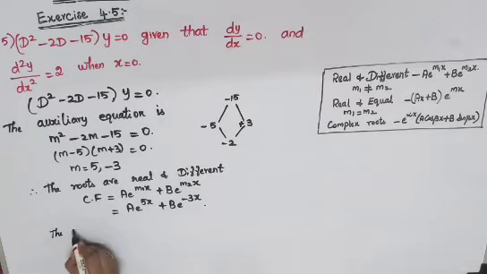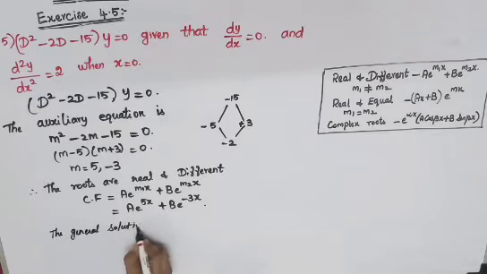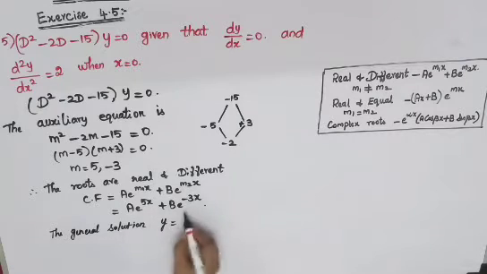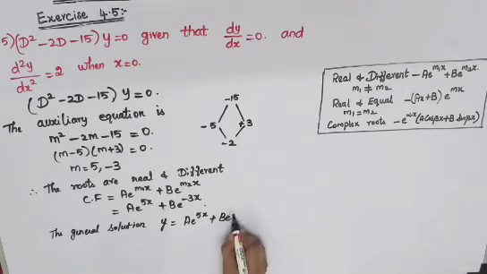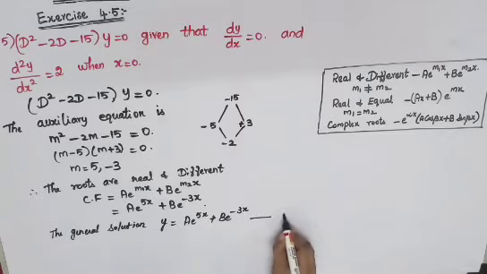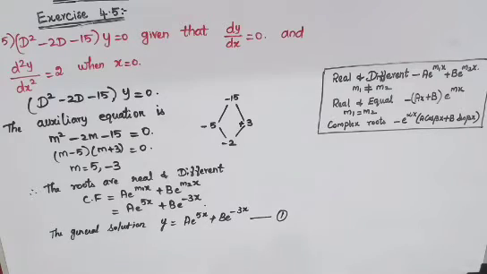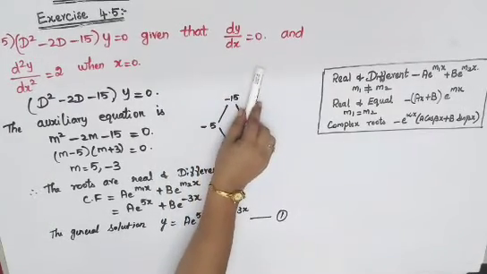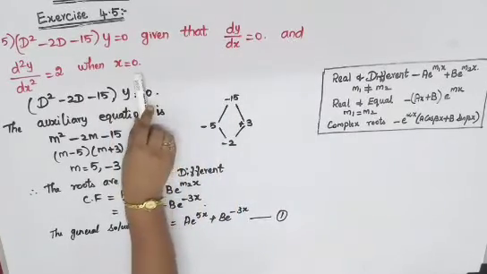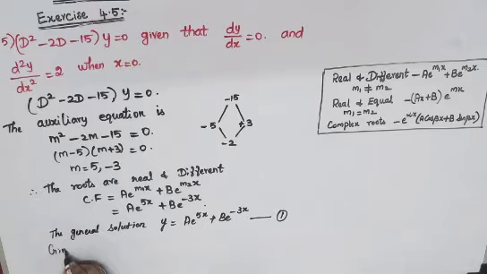The general solution is y is equal to a e power 5x plus b e power minus 3x. We'll mark this as equation 1, and they've given you some conditions. So first we'll go to the first condition. Given that dy by dx is equal to 0 when x is equal to 0.